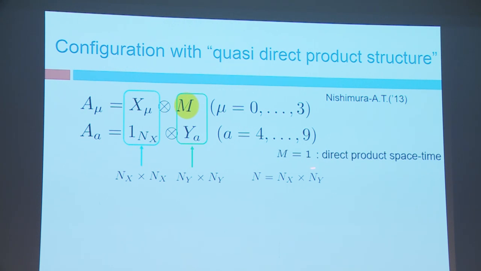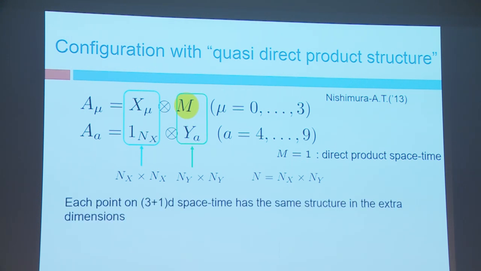M equal to 1 corresponds to the direct product spacetime of four dimensions and six dimensions. But we have some generalization here, the warp factor. In this configuration, each point on the 3+1 dimensional spacetime has the same structure in the extra dimension. Does M come from the previous type? No, it is just some matrix. We determine it by solving the equation of motion.